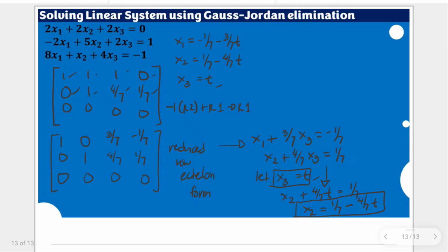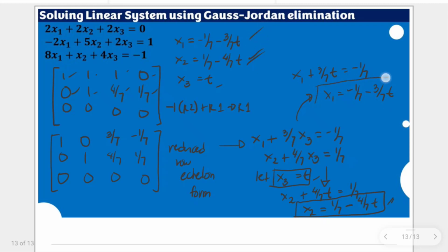Okay, this is the result. Is this the same as this? Yes, right? So this is the answer from the previous video using Gaussian elimination. It is the answer in completing the reduced row echelon form using the second phase of Gaussian elimination. We have achieved the same result. Let us see if we have the same result for x sub 1. X sub 1 plus 3/7 of x sub 3, which is t, is equal to negative 1/7. So x sub 1 is negative 1/7 minus 3/7 of t, the same value here.